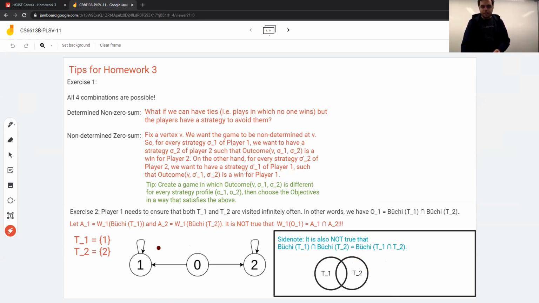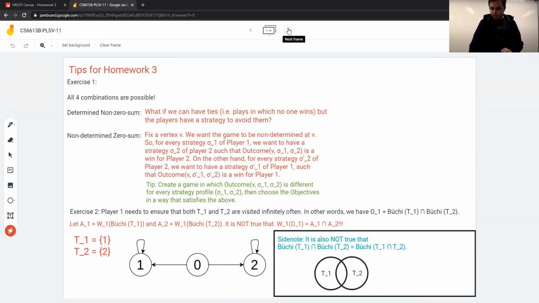And actually for this exercise, I would say, go back to the lecture and look at how we found the complements of deterministic Büchi automata. And that's going to give you some ideas about what kind of construction you can have here. And generally speaking, you have to also change the arena. You can't just keep the arena the same and do something with the objectives.